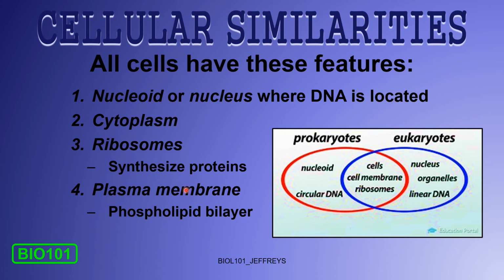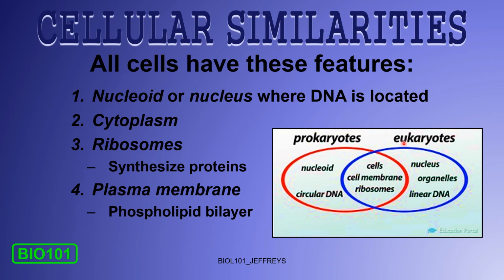And all cells have a plasma membrane, which is made up of phospholipids. It's a phospholipid bilayer. It's 2 layers of phospholipids that we talked about last module. And so prokaryotes are things like bacteria, single-celled organisms like bacteria. These do not have a nucleus. These are going to have your nucleoid region. Bacteria have a circular DNA, a single chromosome, which is circular.